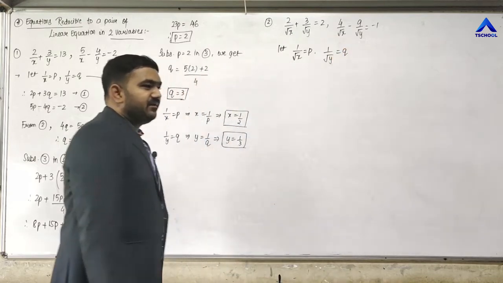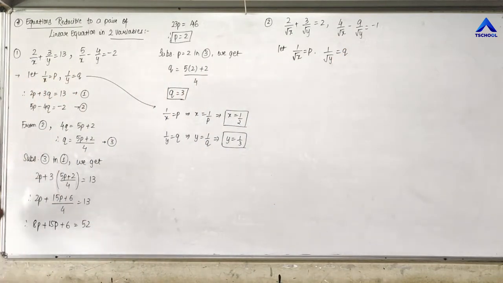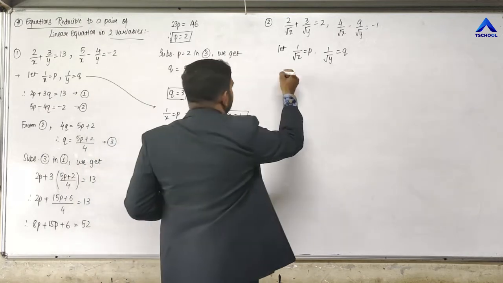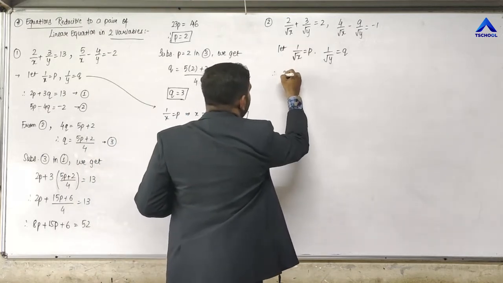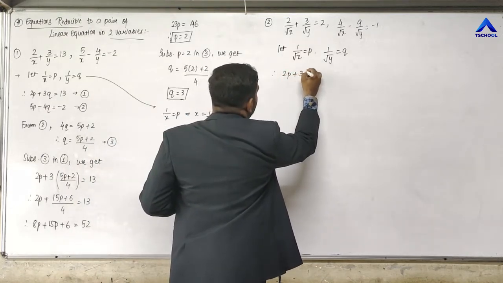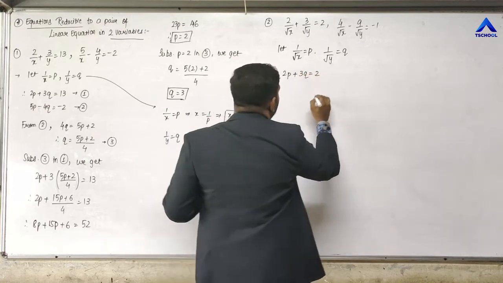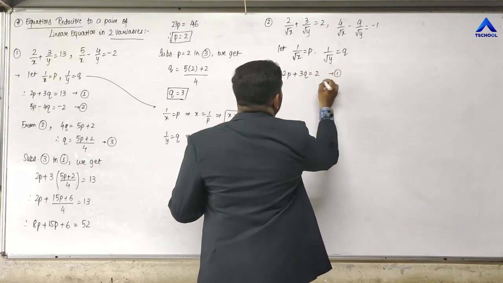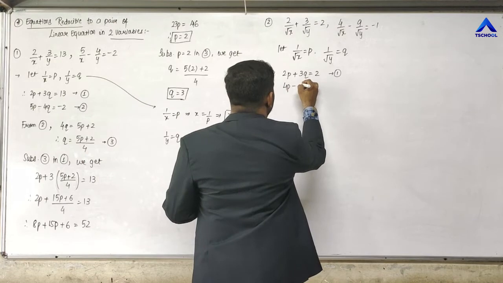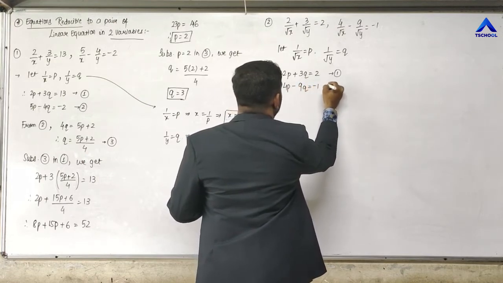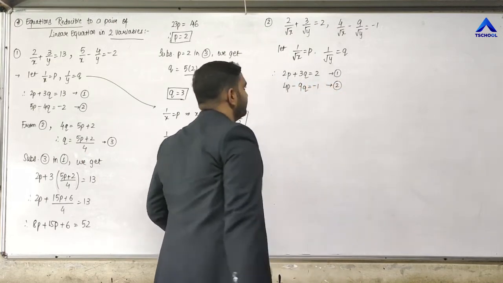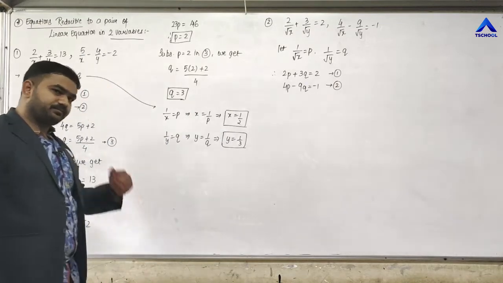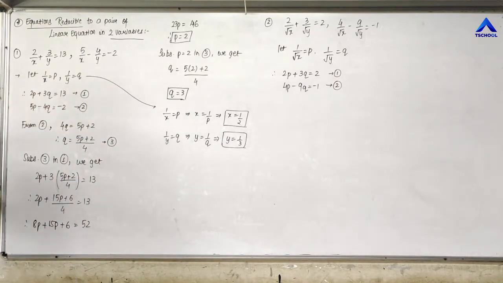So solving them in the same manner that we have solved the previous one, let 1 upon root x equal p and 1 upon root y equal q. Therefore the equations given to you become 2p plus 3q equal to 2 and 4p minus 9q equal to minus 1, that is number 2, right? We need to solve them.